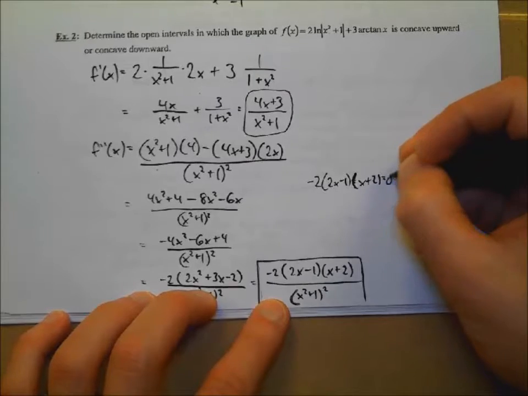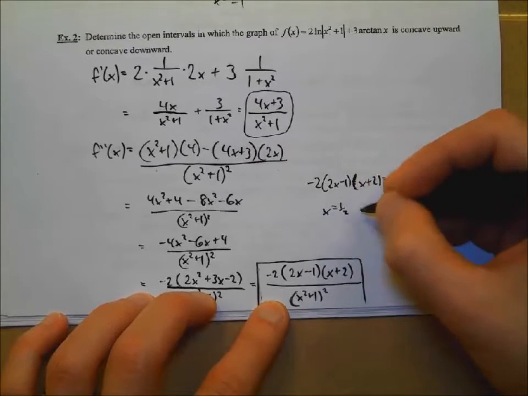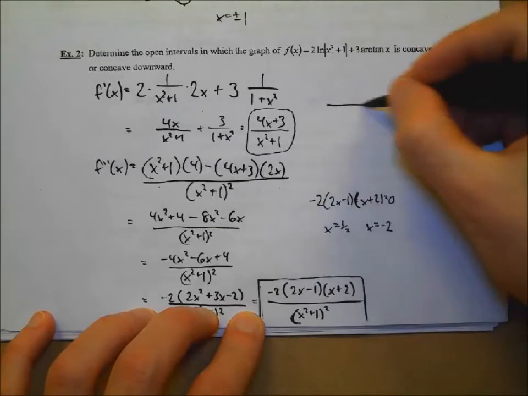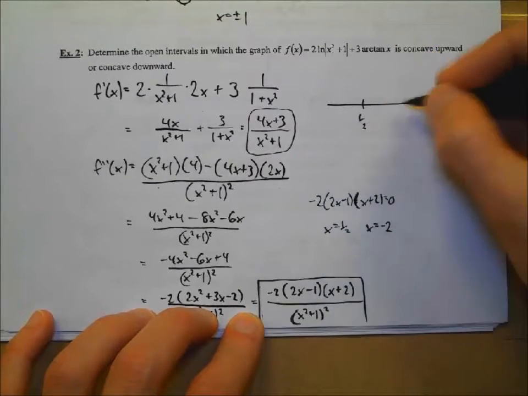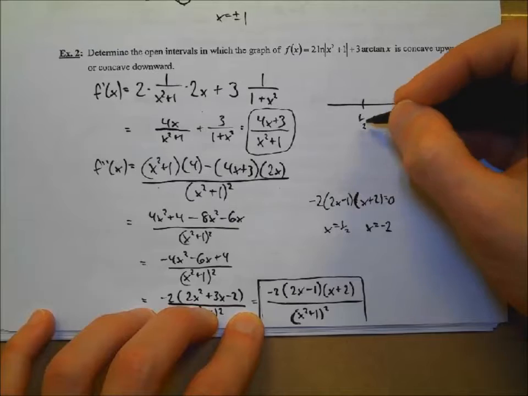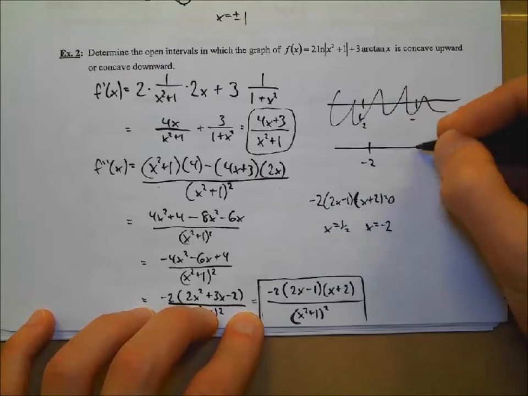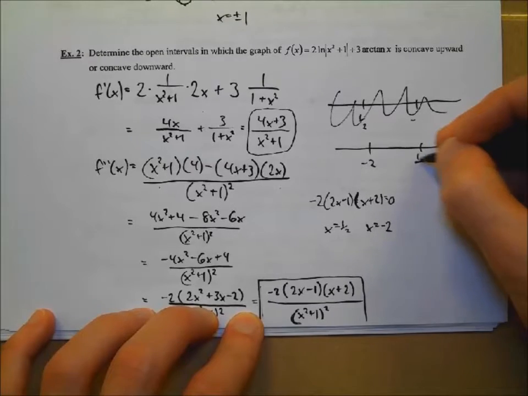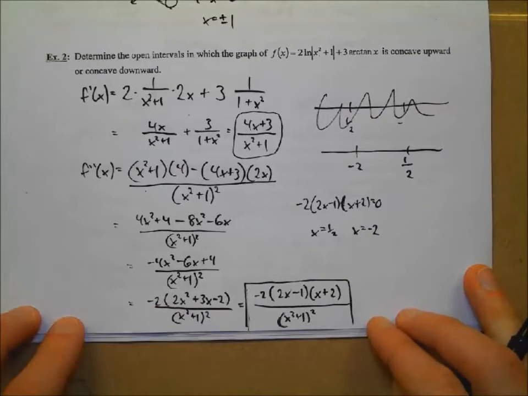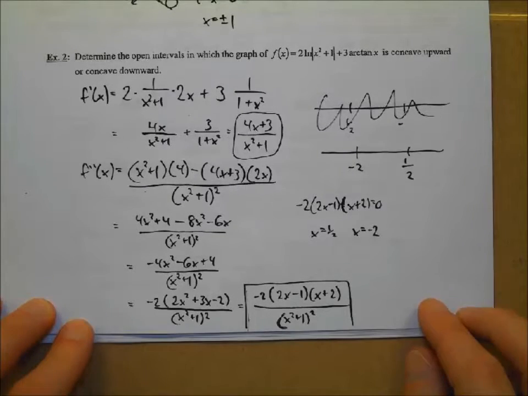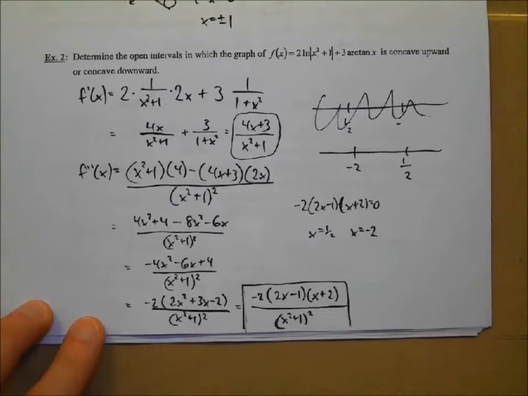So we have x equals 1/2 and x equals negative 2. And I'll go ahead and then make our little number line here. Negative 2 is less than 1/2. I need to go back to elementary school and remember how to do my number lines, okay? If it's smaller, it goes to the left.